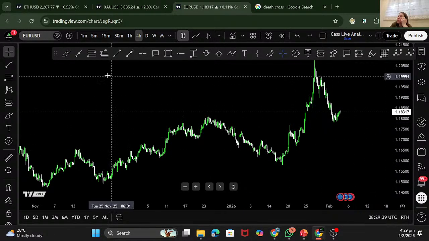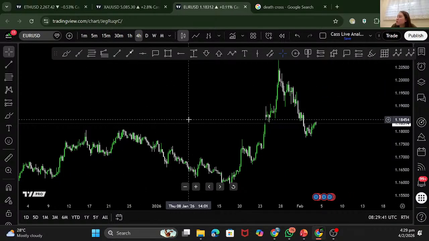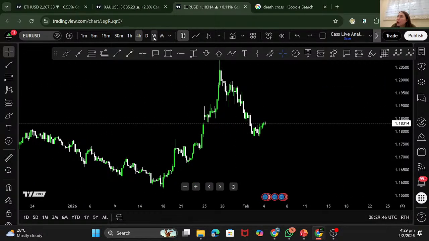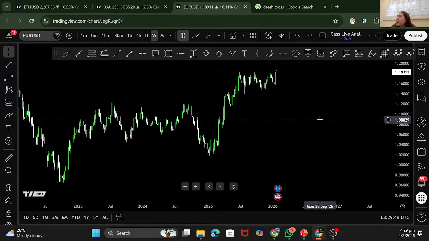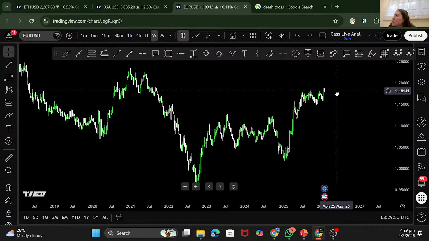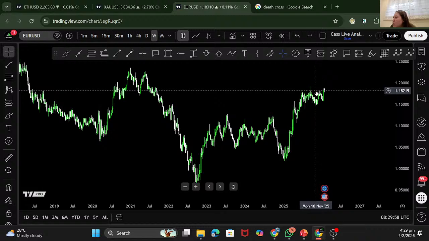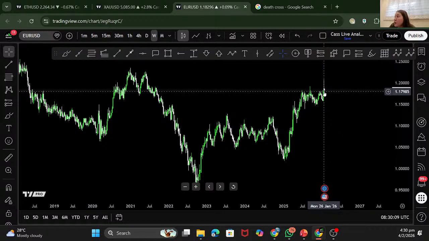Okay, so the next one would be EUR/USD. Let's see what's happening. Okay, I'm reluctant to look at US 30, but we can in a while.